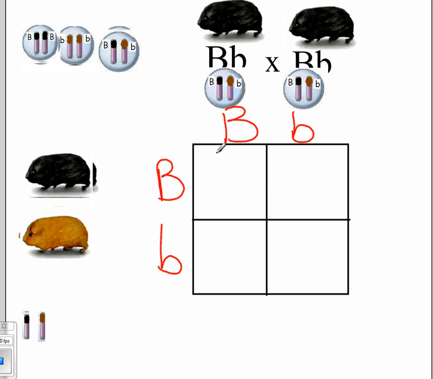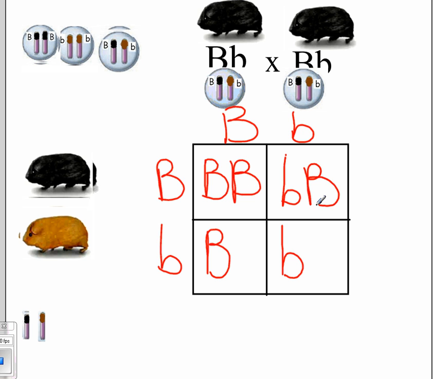Whatever you have written at top, you're going to carry it all the way down. Whatever you have written out to the side, we're going to carry it all the way across. Now, every single time you've got sperm or egg being made, they have the same percentage of matching up this way. So let's look and see what we have.